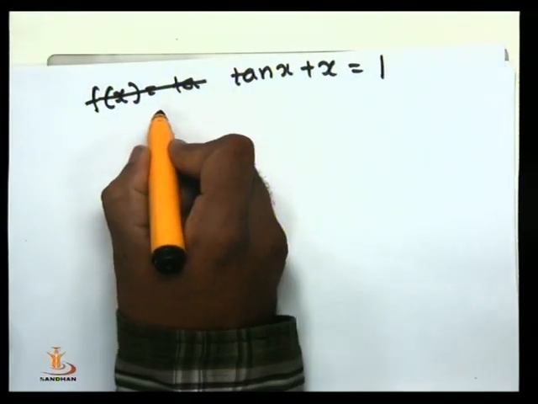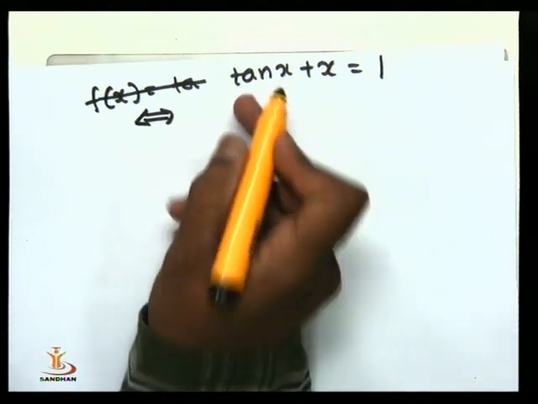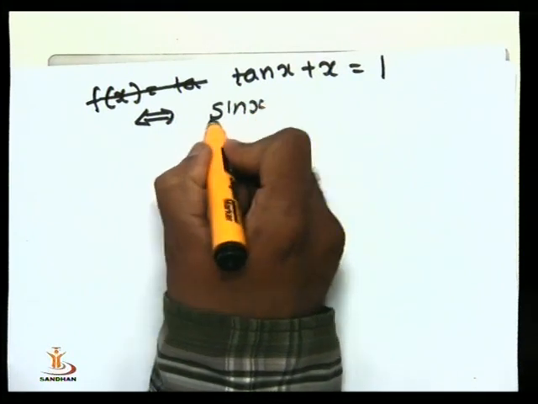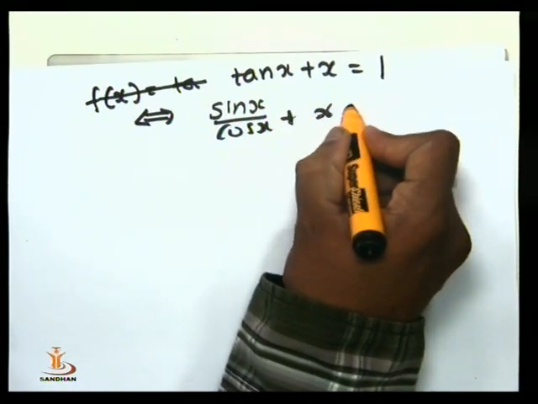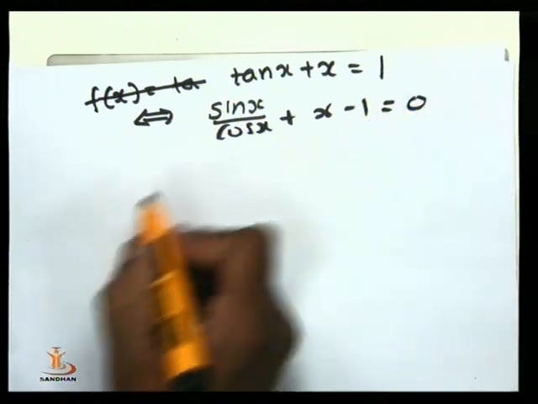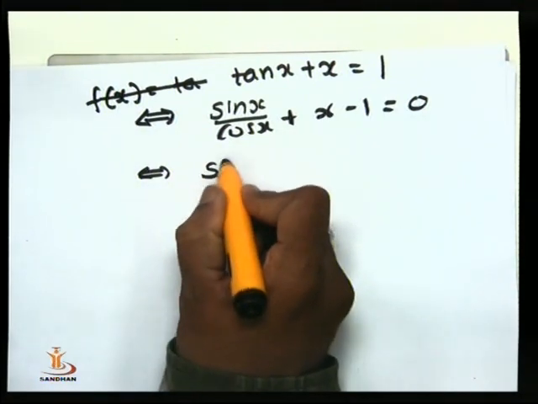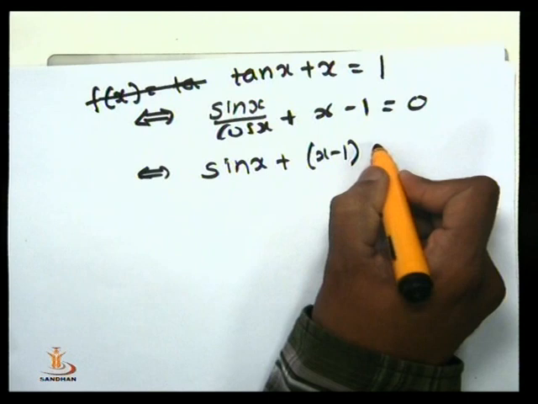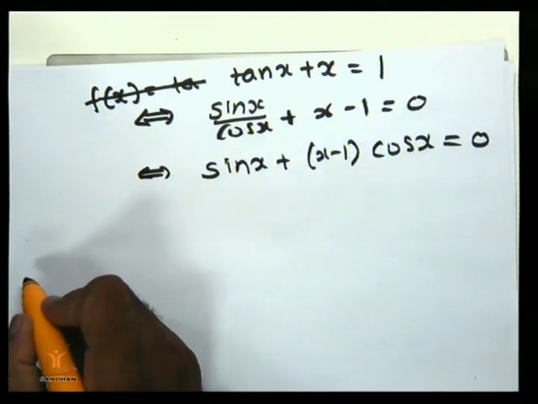Now, this equation I will simplify, because I want to think of a function whose derivative is this equation. So, I will write it as sin x upon cos x plus x minus 1 equal to 0. This is same as sin x plus (x minus 1) into cos x is equal to 0.